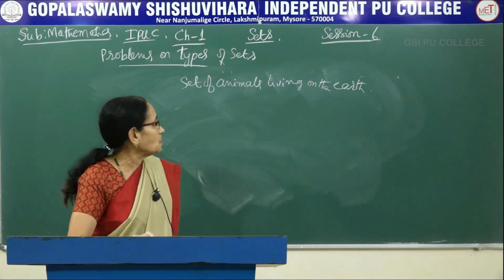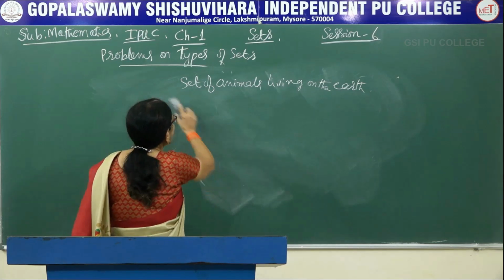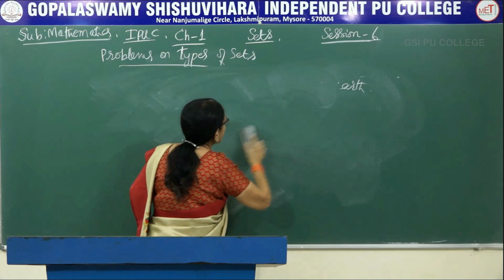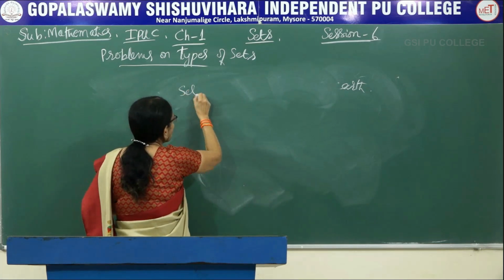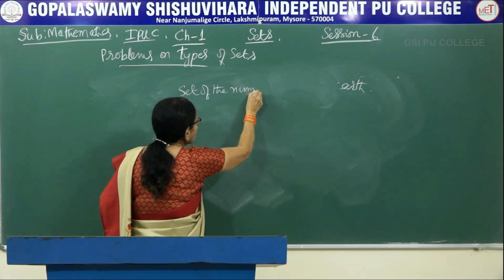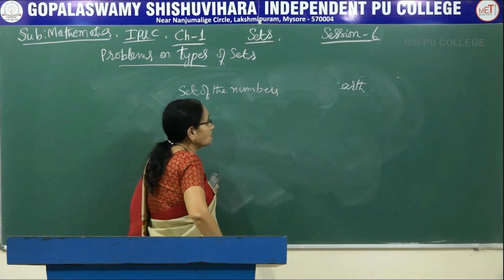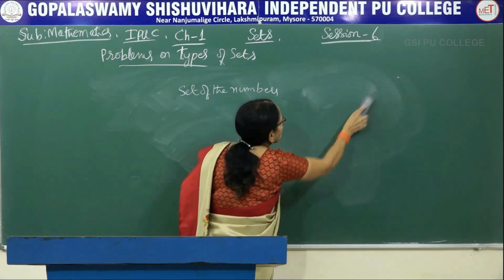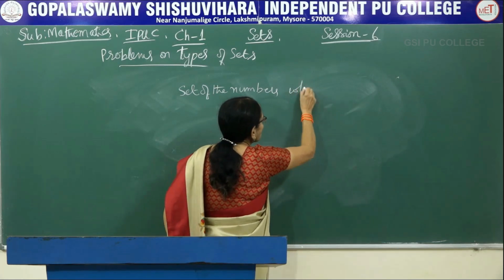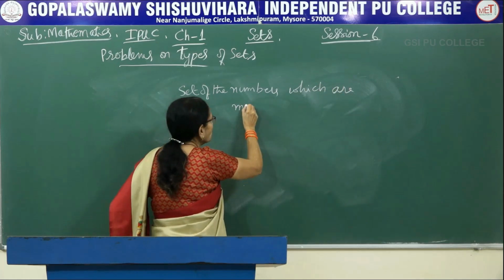The next problem is the set of numbers which are multiples of 5.